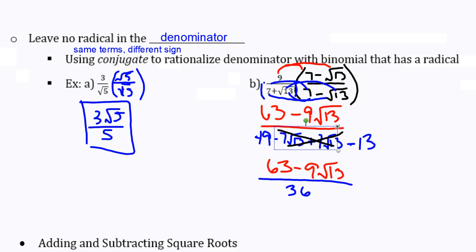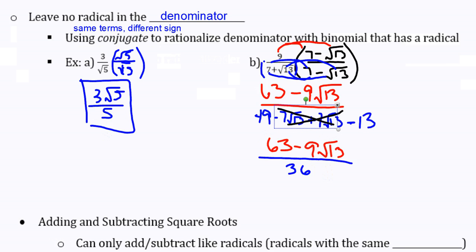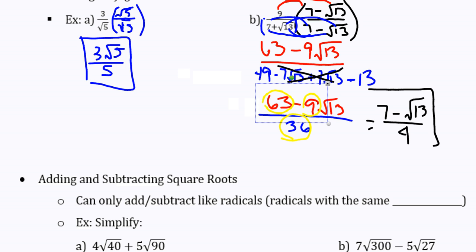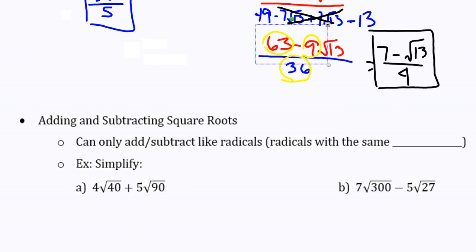Okay, the last thing I want to do is just double check and see if I can reduce this. So I'm looking at my 3 terms, and I want to see if they have a common factor. They do have a common factor of 9, so I can reduce everything by a factor of 9. So 63 divided by 9 gives me 7 minus just a rad 13 over 4. Okay. Make sure you do simplify that at the end. So that's multiplying and dividing.